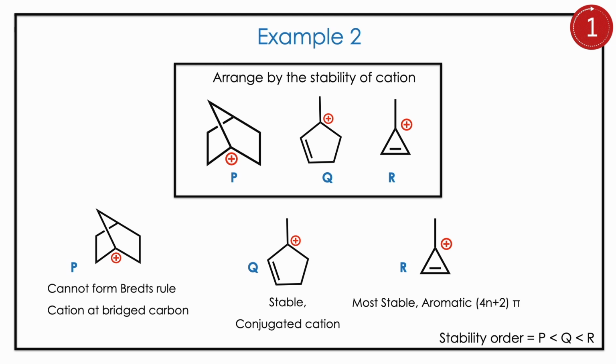Then R is most stable because it is aromatic, with 4n plus 2 pi electrons, where n equals 0. Aromatic systems are the most stable systems. So R is most stable, P is least stable, and Q comes in the middle. It is a conjugated cation stabilized by a double bond. So the stability order is P less than Q less than R. The concept to learn here is that a rigid cation is unstable.